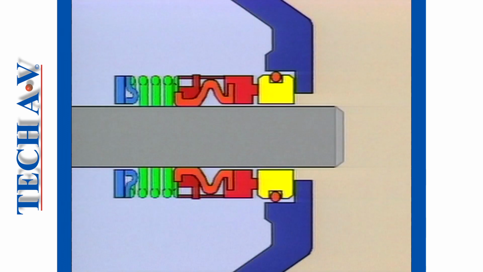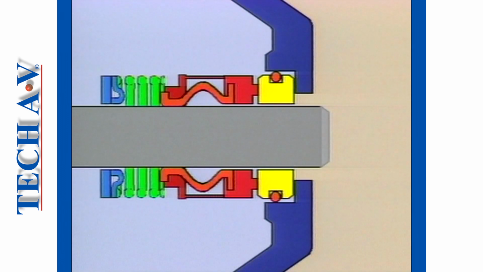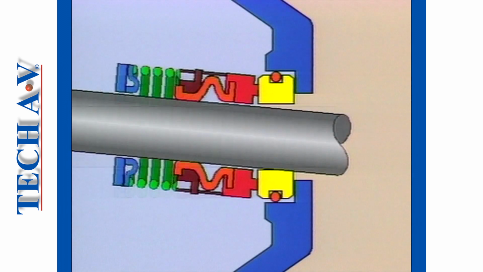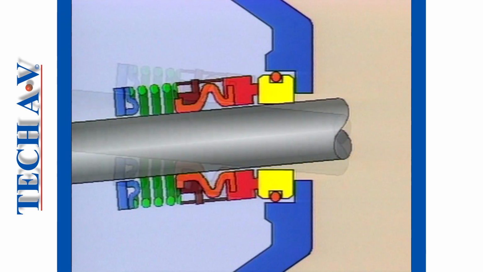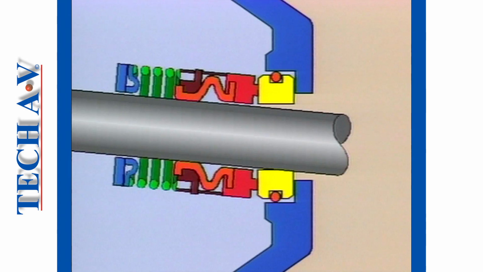Clearly, what was needed was a seal that was able to float both axially and radially, but still maintain parallel face-to-face contact at the sealing surfaces. In other words, the seal had to be flexible.